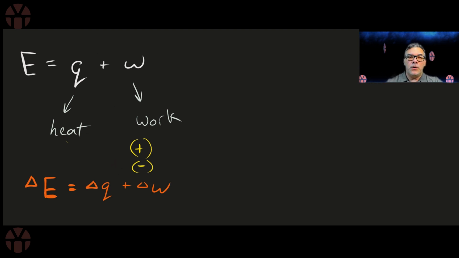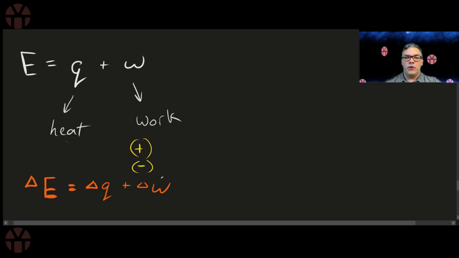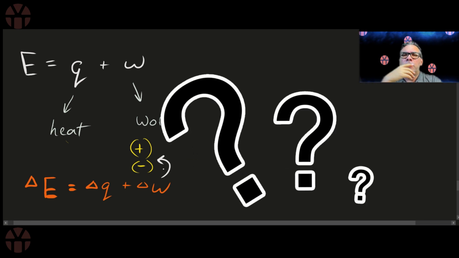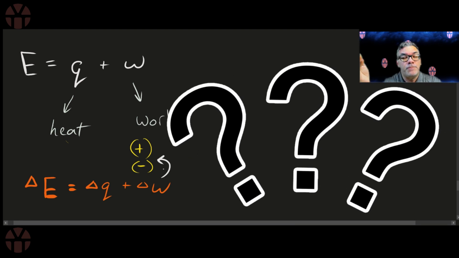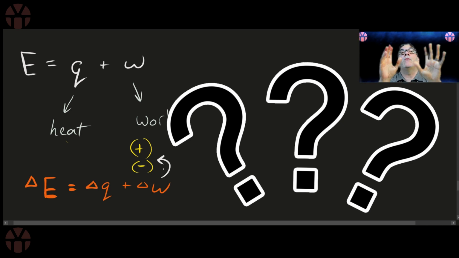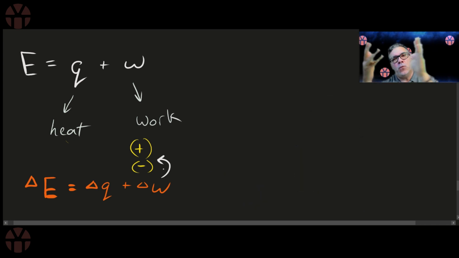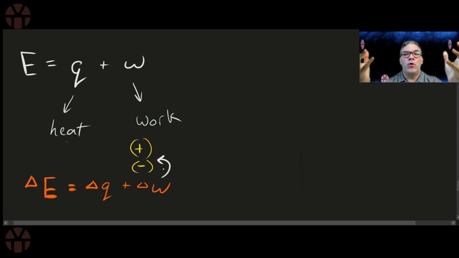That one is pretty straightforward. But the second one is the one that always throws everyone for a loop. What do you mean by change in work? And especially, how on earth are we going to relate this to chemistry? So first, let's talk about what we mean by change in work, and then we'll take it to the next level and relate it back to the chemical universe.